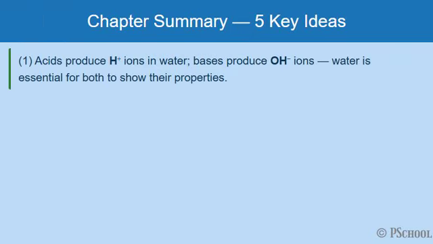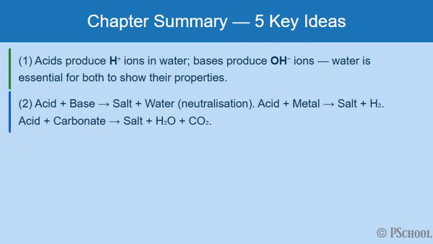Core ideas discussed in this chapter. 1. Acids produce H+ ions in water, bases produce OH- ions. Water is essential for both to show their properties. 2. Acid plus base gives salt plus water, neutralization. Acid plus metal gives salt plus H2. Acid plus carbonate gives salt plus H2O plus CO2.